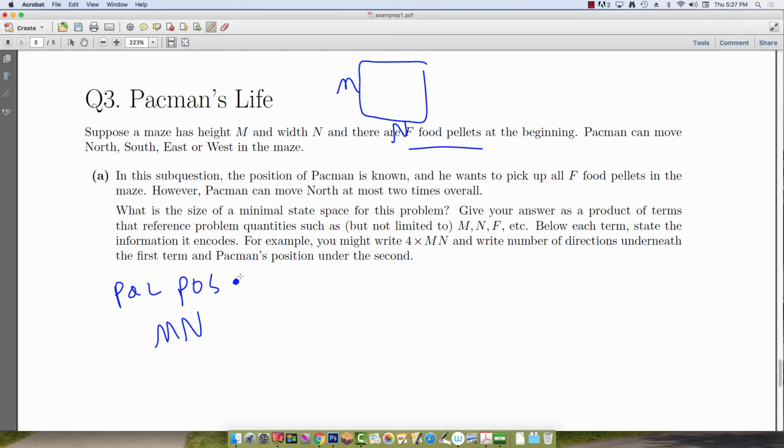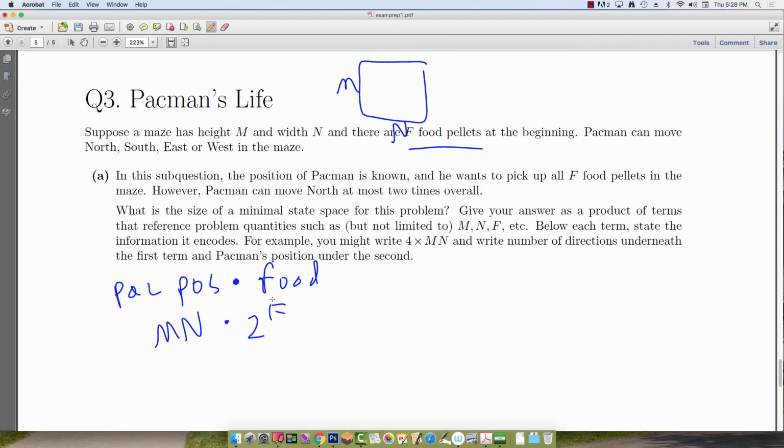Next, we need to know whether the food pellets exist or not. Since we know where the food pellets are, and we know that there's f of them, we have a list of food pellets. This list can be like a Boolean vector. If it's true, then the food pellet still exists. If not, then it's gone. So this is going to be 2 to the f, because each food pellet could either still exist or not. Sorry, I wrote this in the wrong place. So this would be mn times 2 to the f.